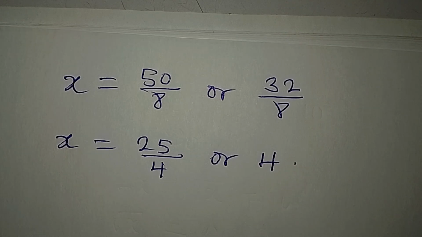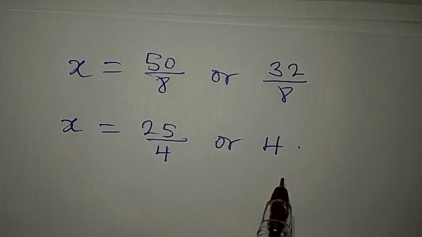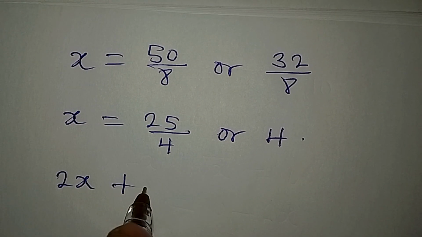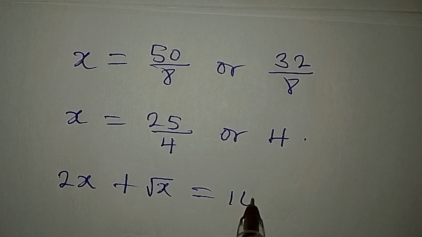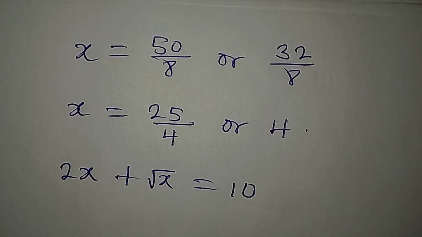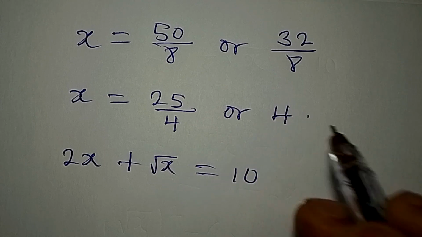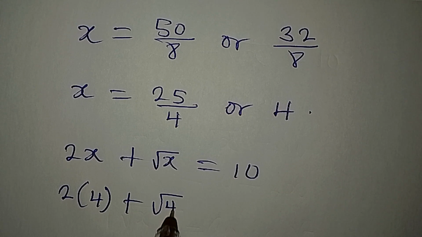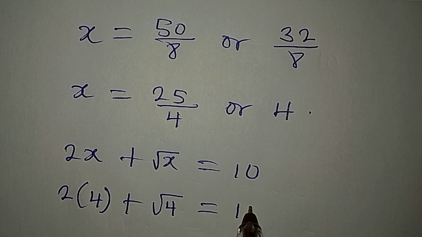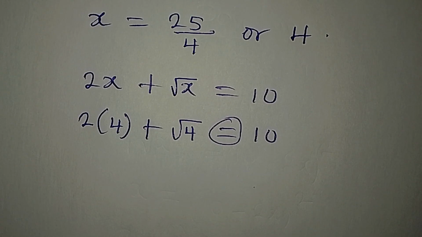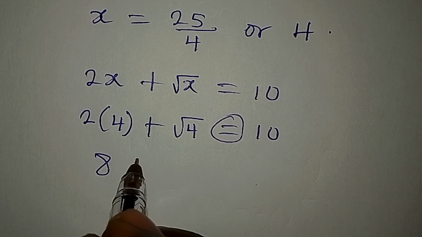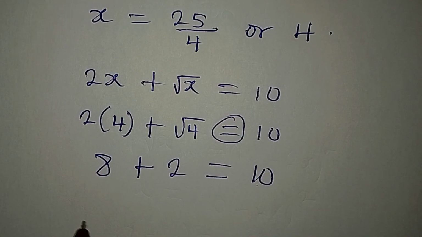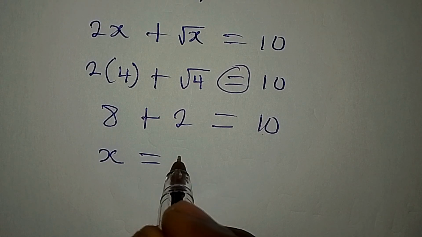So these are the values, but then I would like to put these values back into the equation. The equation is 2x plus square root of x equals 10. Now let's work with this value 4 first. So we're going to have 2 times 4 plus square root of 4. Will this be equal to 10? Let's go. This is 8 plus square root of 4 is 2, right? And this is definitely 10. So we are correct to say that x is equal to 4.